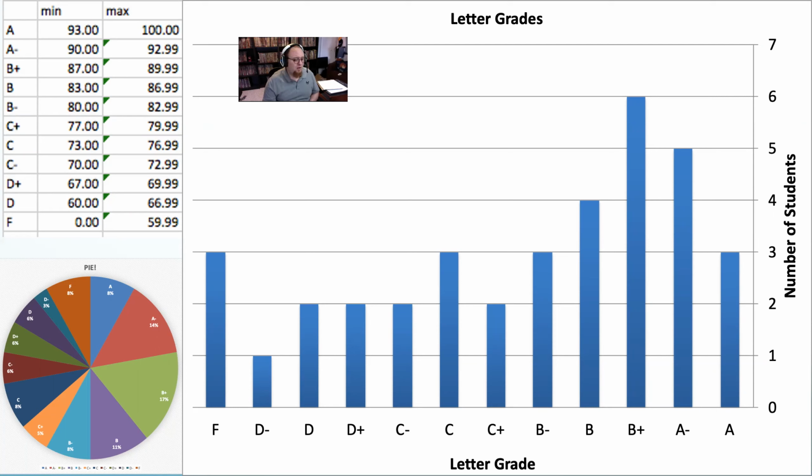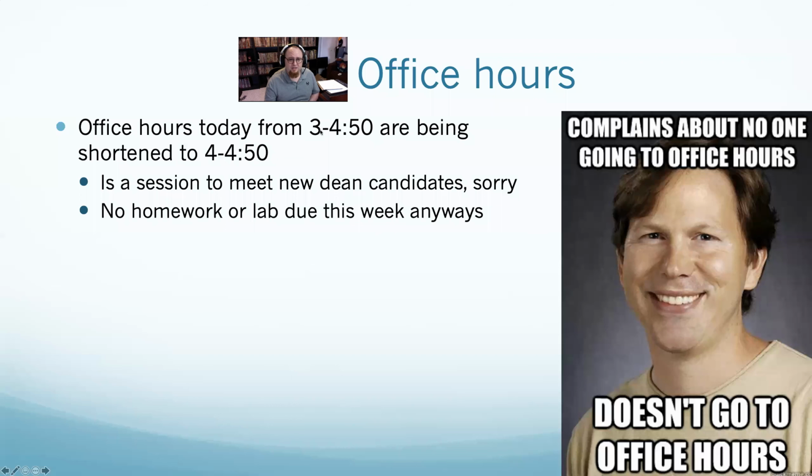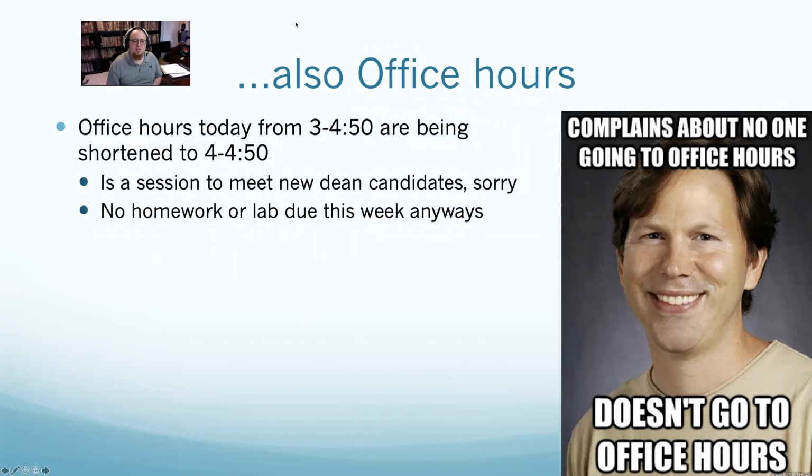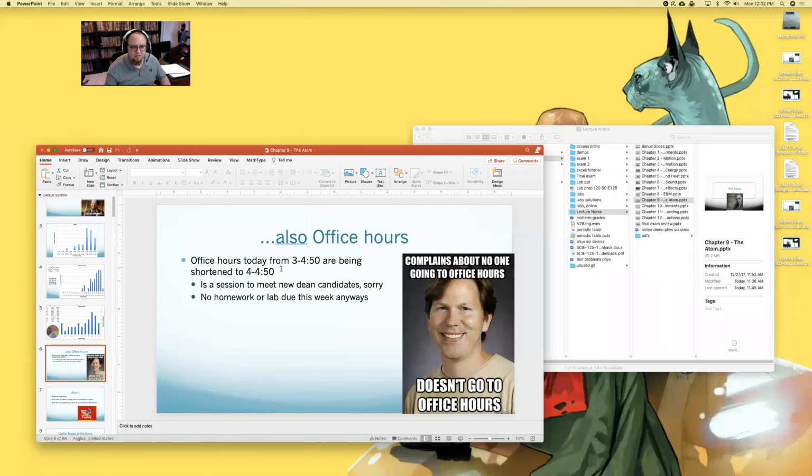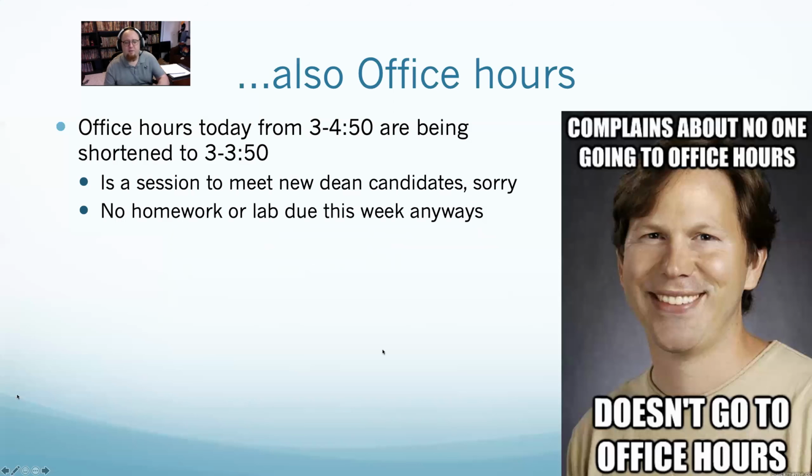Okay. I do have one other announcement, which is kind of funny because the last time I made this announcement, basically identical, was after the first exam. I am going to have to shorten an office hour. I'm going to cut the second half of my office hour on Wednesday afternoon. It's normally 3 to 5. Instead, I'm going to do 3 to 4. It's because there's an open session for new dean candidates. So I am going to shorten that office hour, but there's no homework or lab due this week. So I figure it shouldn't be that big of an issue. But just so you know, I'm doing that. Okay.